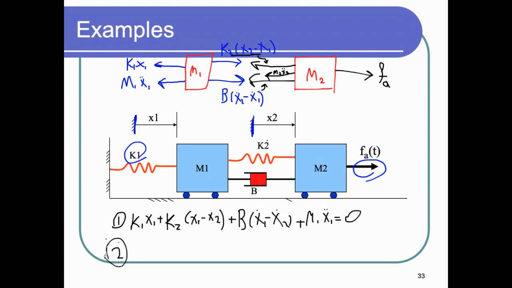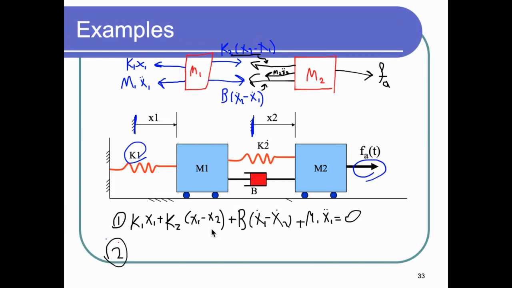Okay, can somebody tell me the equation for the second body? Yes, Yasser, please go ahead. Doctor, firstly, why didn't you put a negative sign for k2 multiplied by x2 minus x1 and b multiplied by x2 dot minus x1 dot? I actually did, but the thing is I flipped it. I made it x1 minus x2.